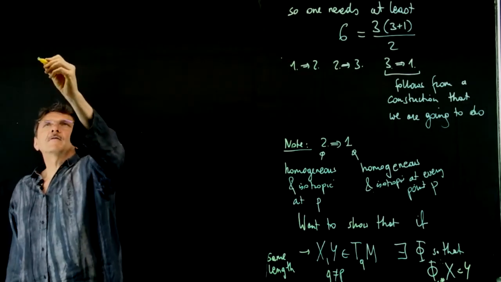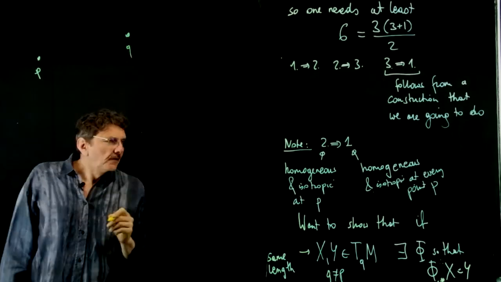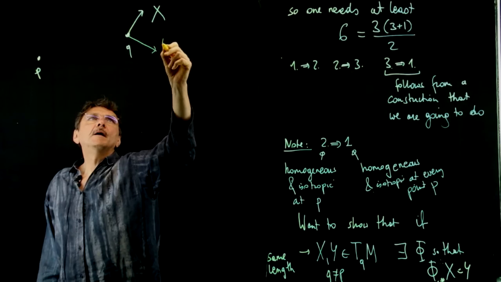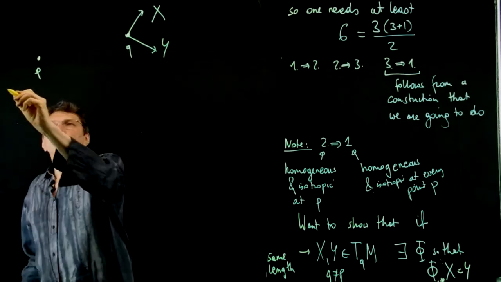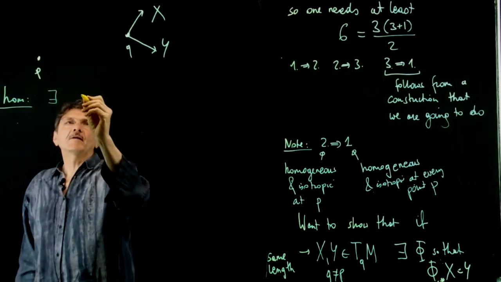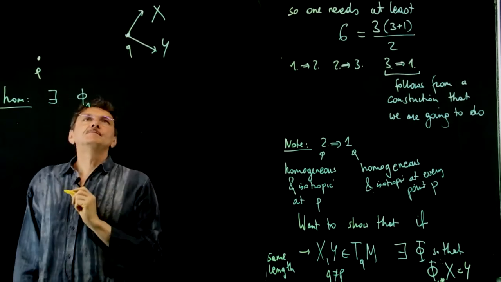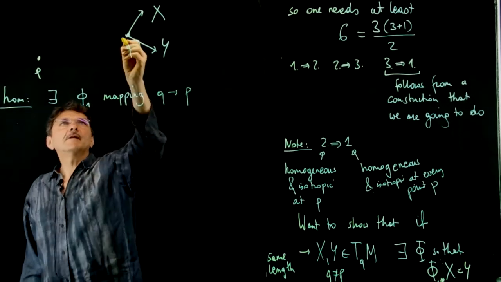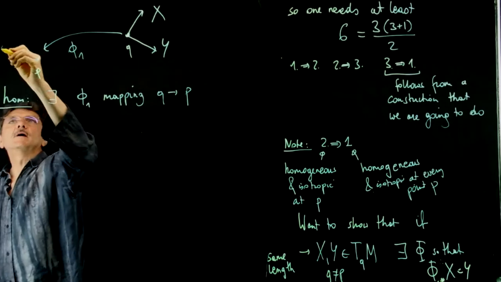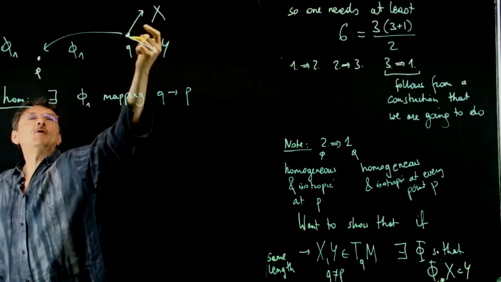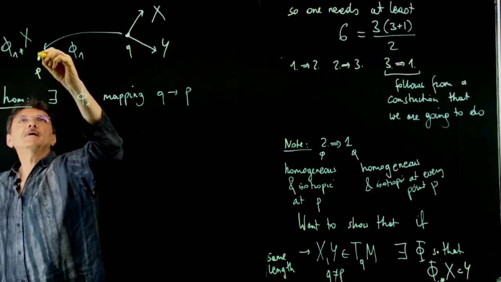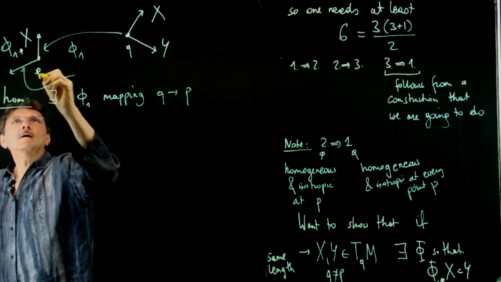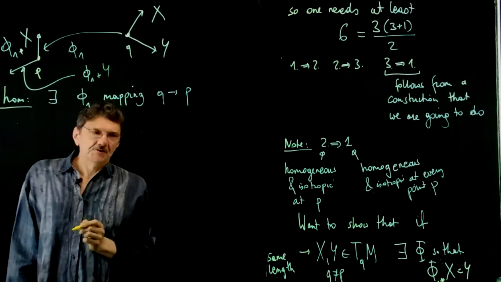Let's see. So we have a point P here, a point Q here, two vectors x and y. And we know that the manifold is homogeneous. So there exists a phi 1, which maps Q to P. Okay, so we have an isometry phi 1 here. Then we have the push forward of x, which is a vector here. And we have the push forward of y, which is a vector here.